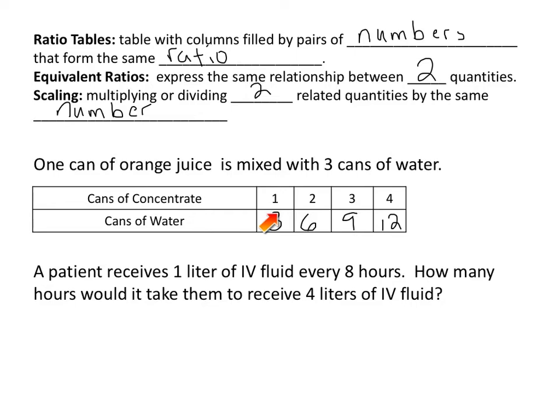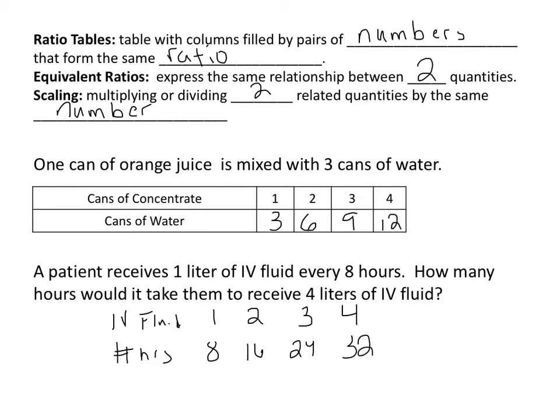So if we had IV fluid, and we have number of hours, 1 liter would be 8 hours, 2 liters would be 16, 3 liters would be 24, and 4 liters would be 32. So it would take them 32 hours to receive 4 liters of IV fluid.